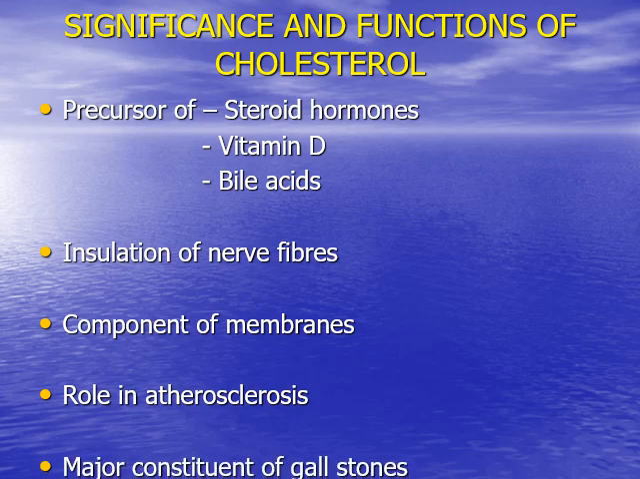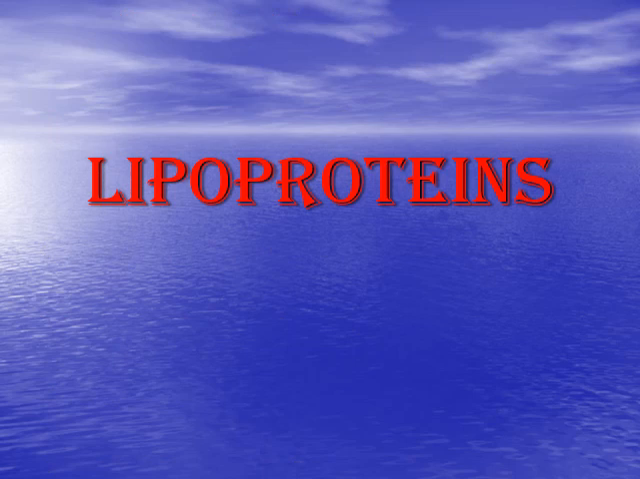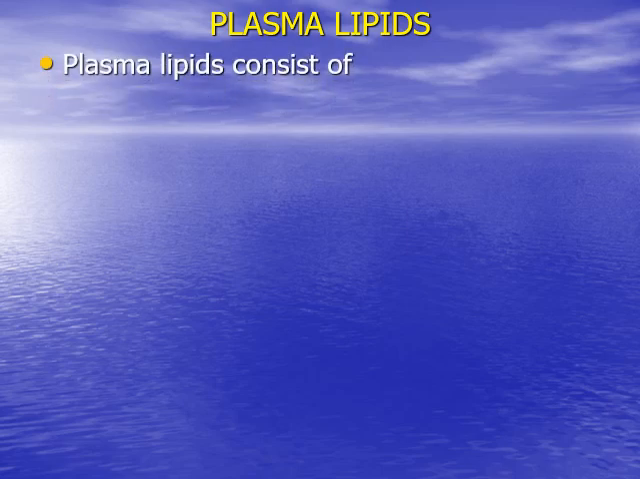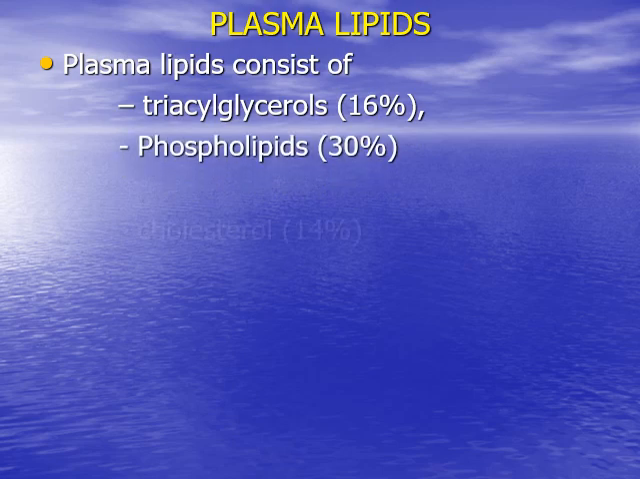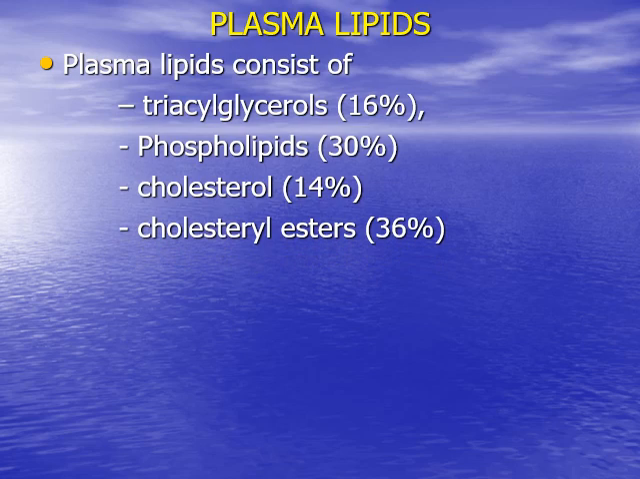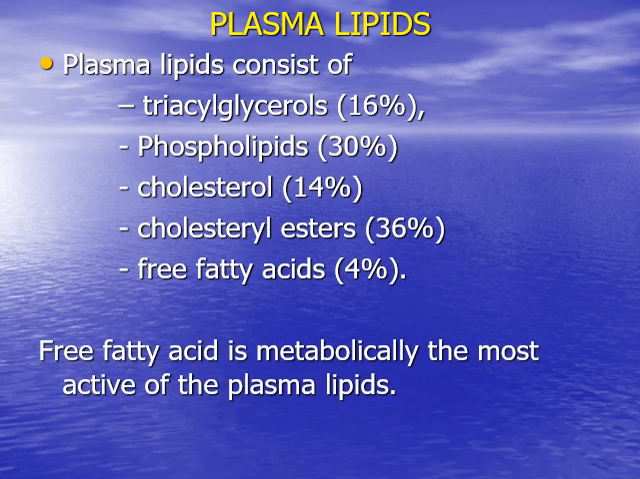It is a major constituent of gallstones. When there is excessive cholesterol deposition in the bile, it may be precipitated and form gallbladder stones. Lipoproteins. Before knowing lipoproteins, we have to know what are the lipids present in plasma. Plasma lipids consist of 16% of triacylglycerol, 30% of phospholipids, 14% of cholesterol, 36% of cholesterol esters, and 4% of free fatty acids. Free fatty acid is metabolically the most active of the plasma lipids.